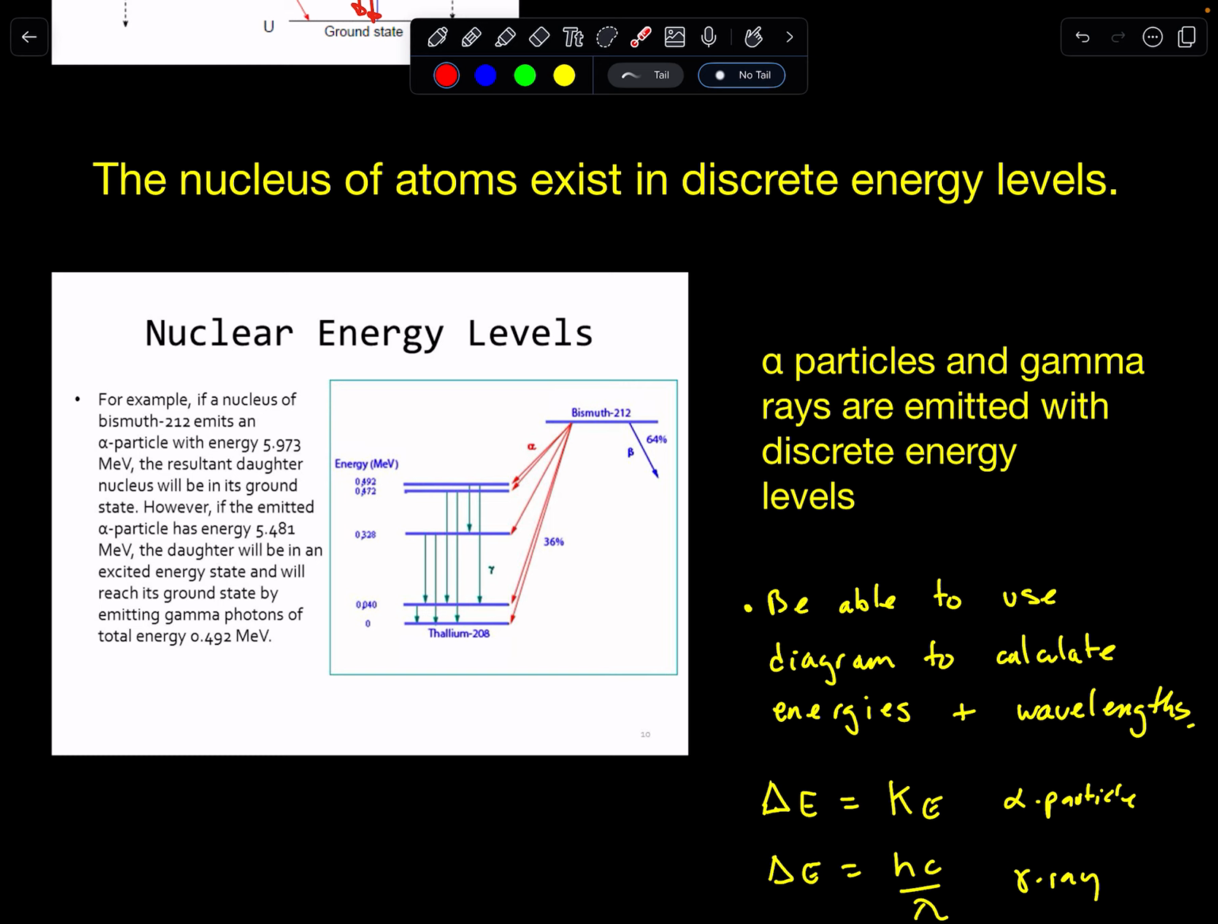So very rare, but that could appear as a question on the IB exam where you have to calculate the energy of alpha particles or calculate the energy of the gamma rays or the wavelength of those gamma rays. I think that would be far-fetched, but you should know that the fact that alpha particles come off with multiple discrete energy levels and gamma rays come off with discrete energy levels is evidence that the nucleus also has energy levels, like electrons that orbit an atom have energy levels.